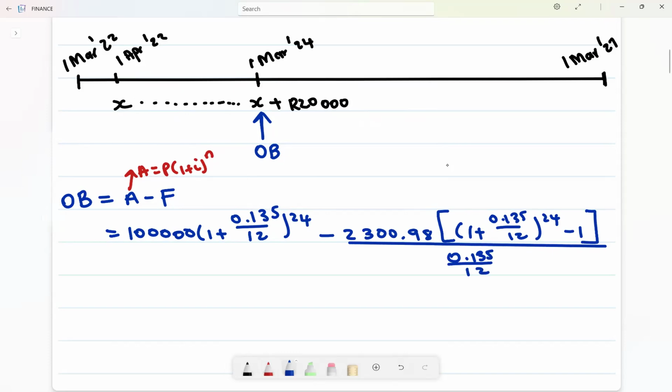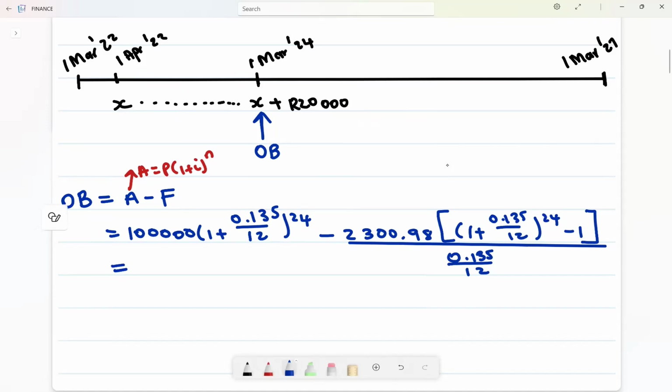0.135 divided by 12. Now, this here should match this here, okay? The interest and the number of periods thereof, okay? Yes. So you get something like the outstanding balance. Let me quickly do that on my calculator and see how much I get. It's supposed to be fairly easy for you to get that value.